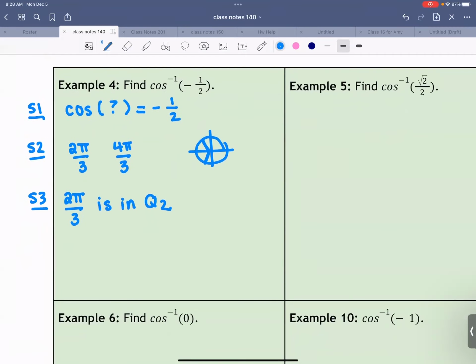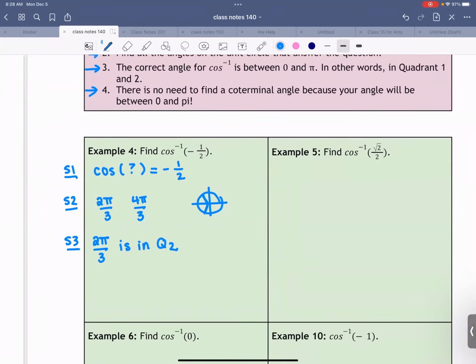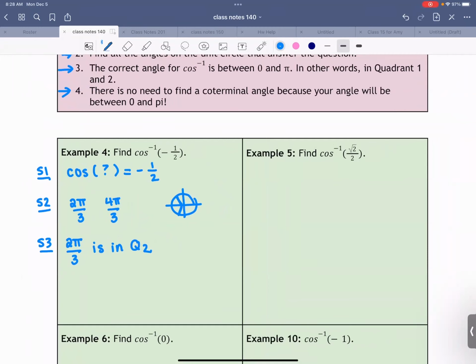All right, now let's just talk about this. I got 2 pi over 3, that's in quadrant 2. Is 2/3 pi between 0 and 1 pi? Yeah, right, because 2/3 is between 0 and 1, so 2 pi over 3 has to be between those two numbers. We don't need a step 4 for any cosine question because we're always going to be between those two numbers. We're always between 0 and pi. So there's no need for a step 4 here. 2 pi over 3 is our final answer. All right.